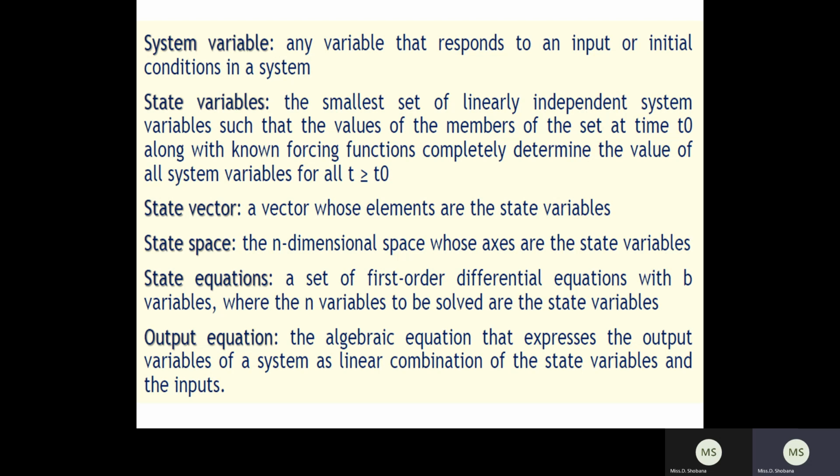And the state equations are a set of first order differential equations with n variables, and these n variables are called state variables. Then the output equation is the algebraic equation that expresses the output variables of the system as a linear combination of the state variables and the input variables. These are the various things we should know.